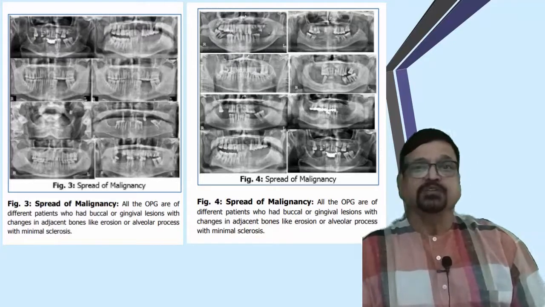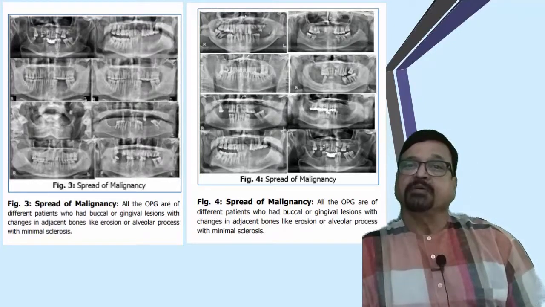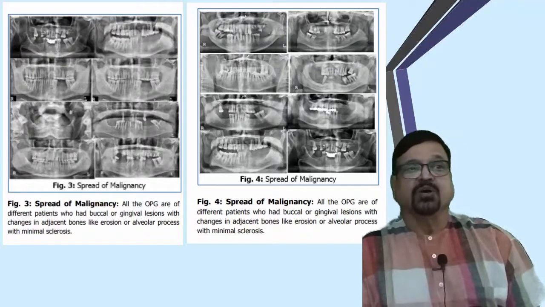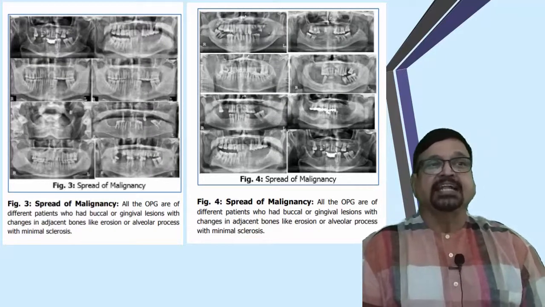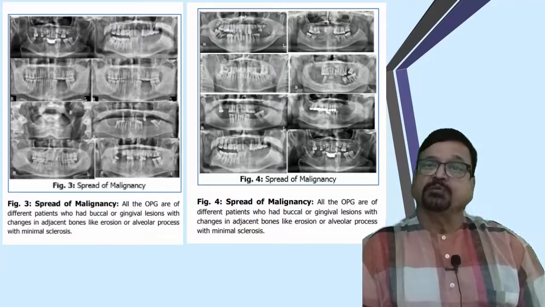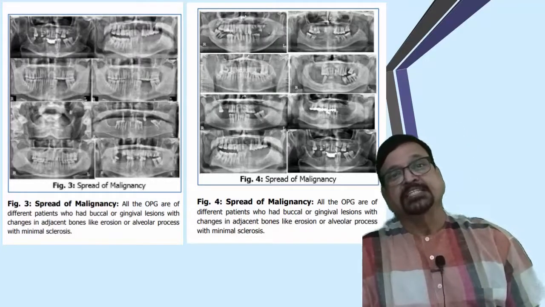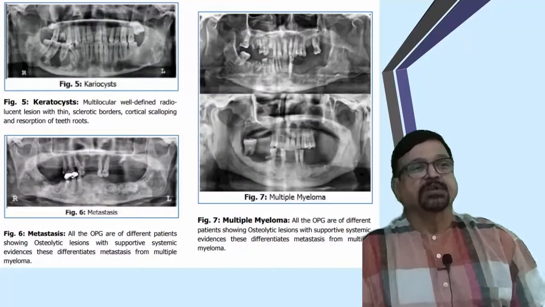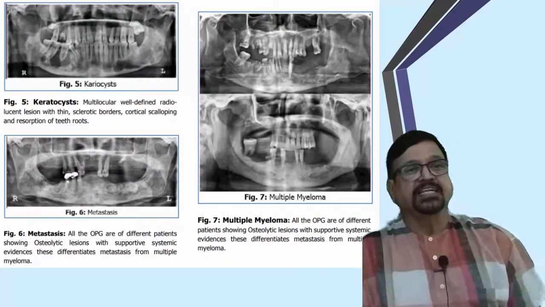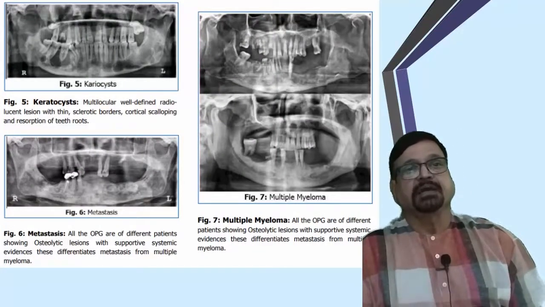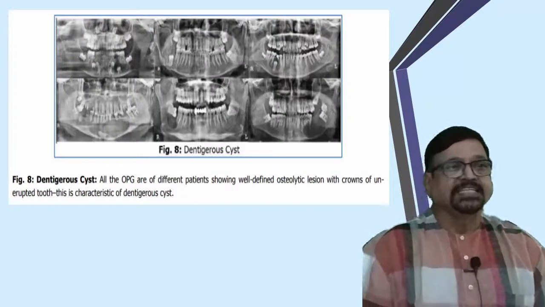Often the patient will have a history of oral cancer, and to stage it, or for surgeons to plan the surgery, these OPGs are required, and the involvement of bone is important as far as staging is concerned. Now keratocyst, metastatic lesions, then multiple myeloma. Now these are the dentigerous cysts.